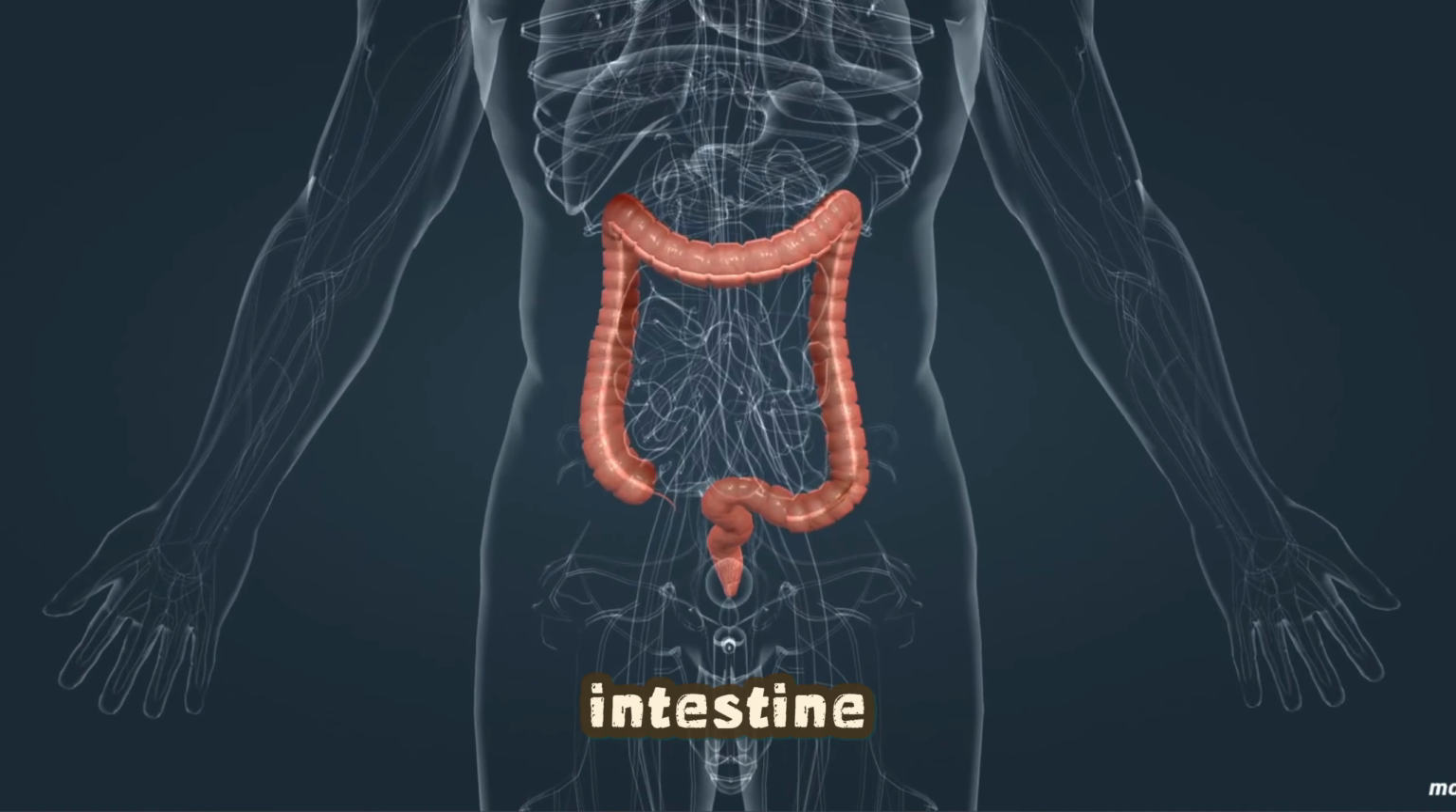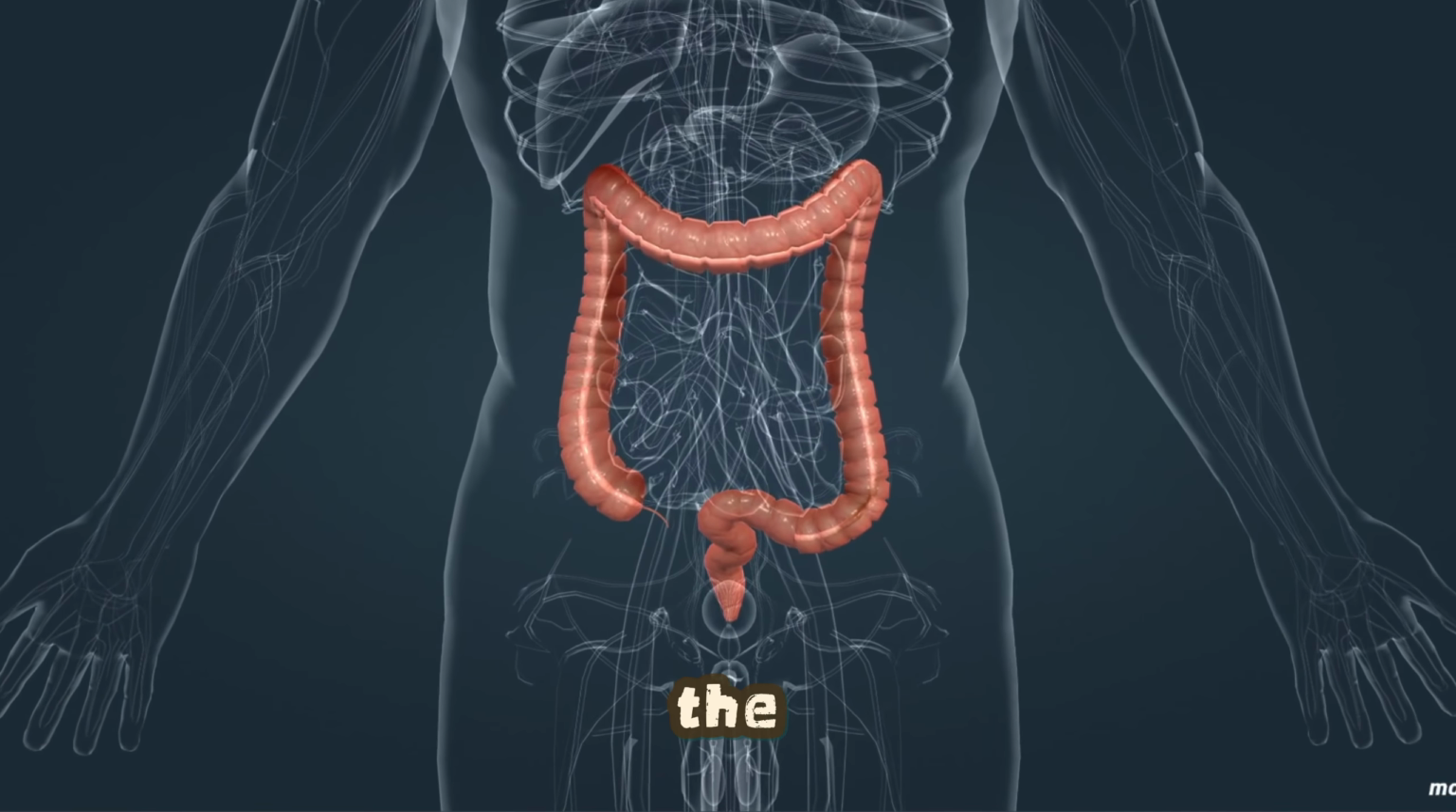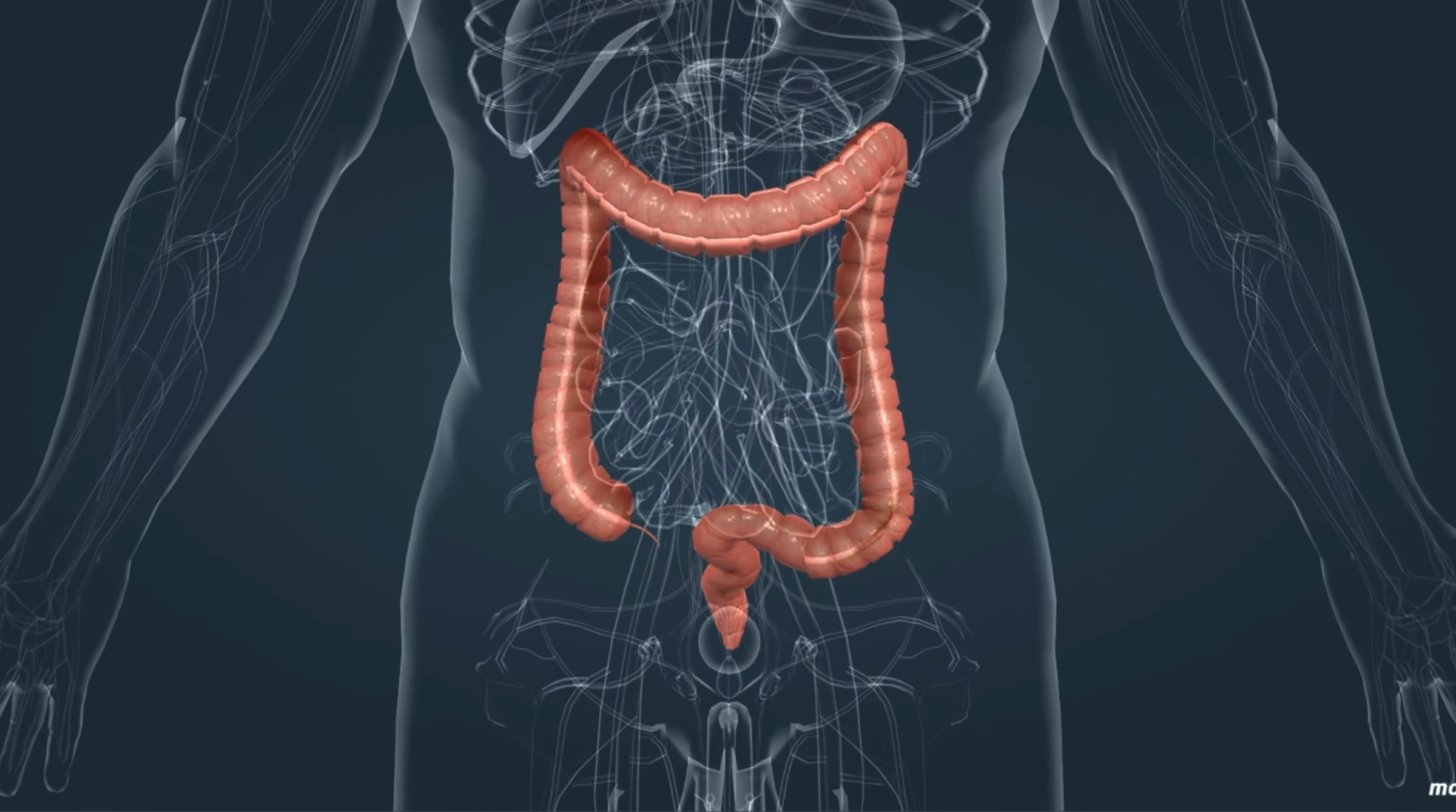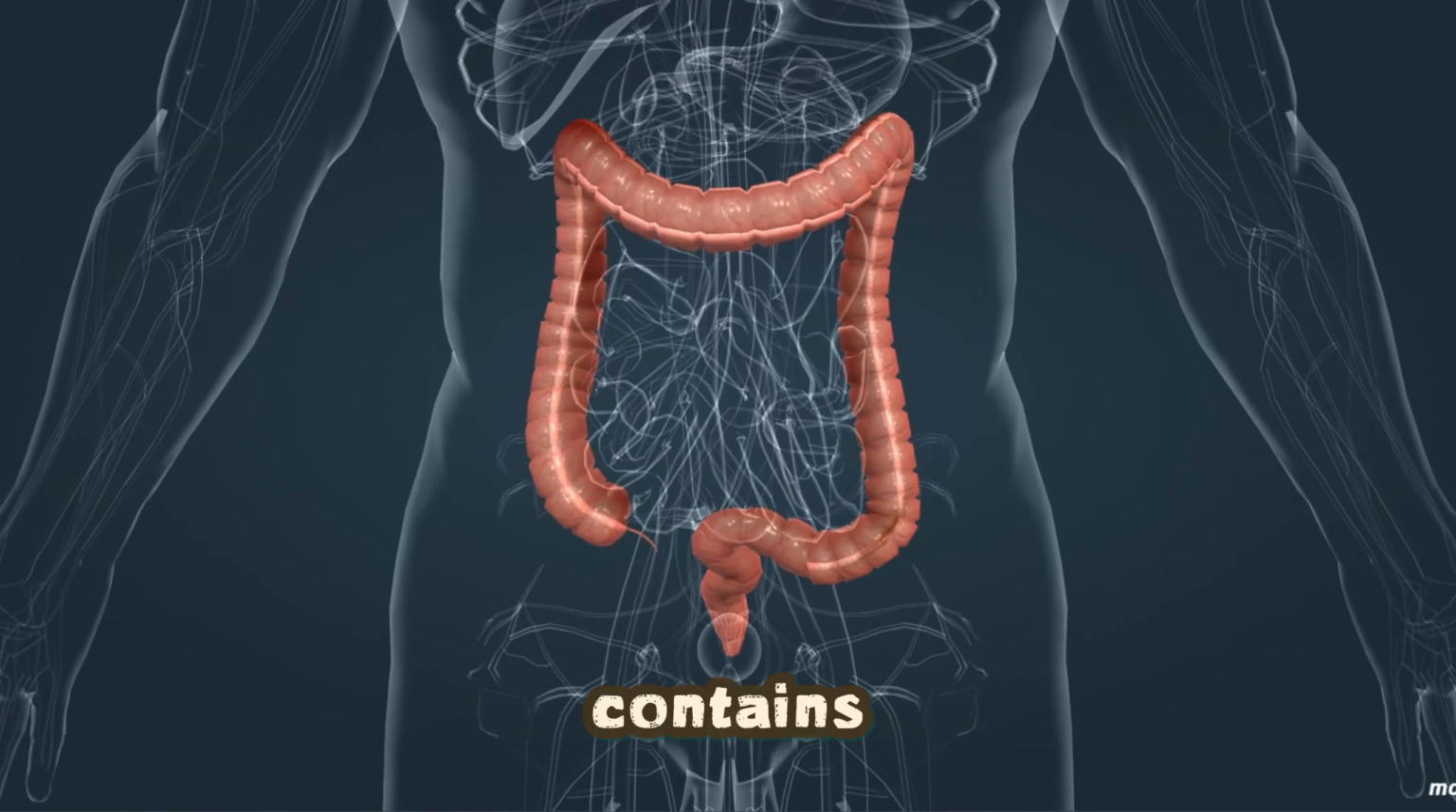The large intestine is an extension of the lower digestive tract. It contains the cecum, the colon, the rectum, and the anus. The appendix is an extension of the cecum. When it is inflamed, it requires immediate surgical removal. No digestion takes place here.